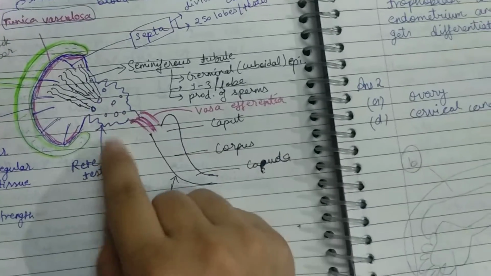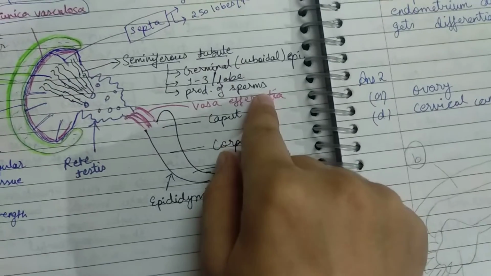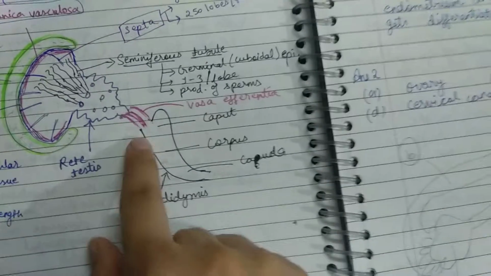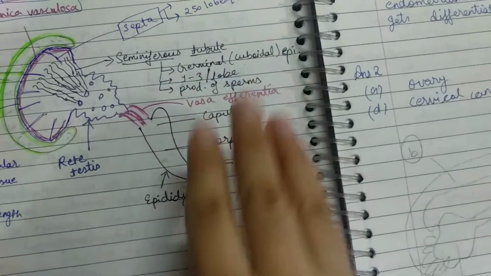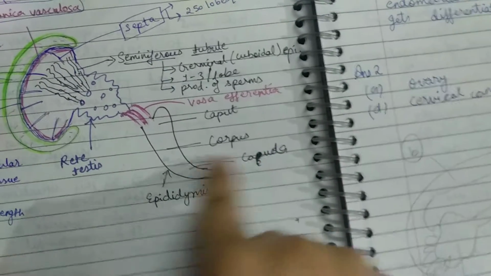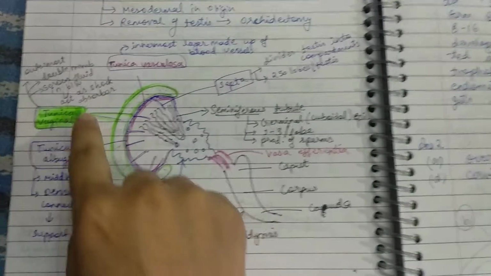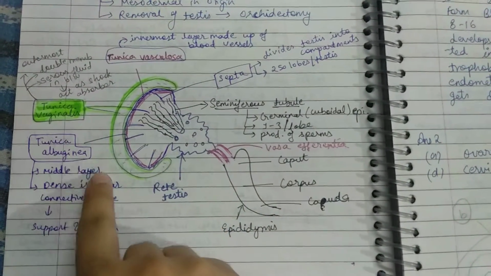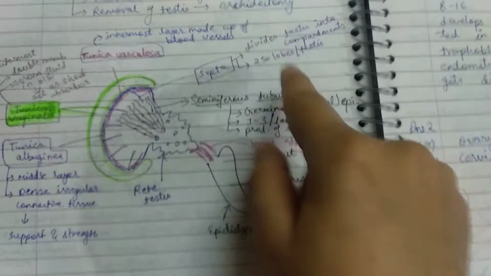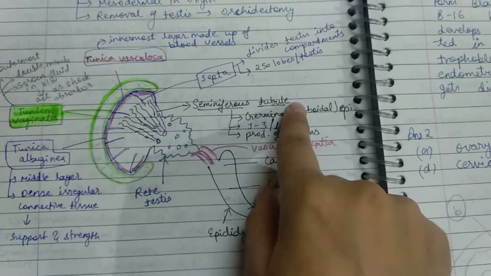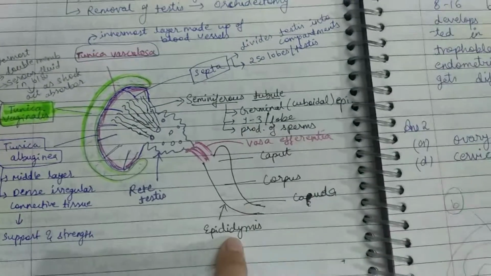After that, it is the rete testis. Then this is the vasa efferentia. Then this whole part is the epididymis, which is divided into 3 parts: caput, corpus, and cauda. So let me brief you again. Tunica vaginalis, tunica albuginea, tunica vasculosa, then septa, seminiferous tubules, then rete testis, then vasa efferentia, after that epididymis.